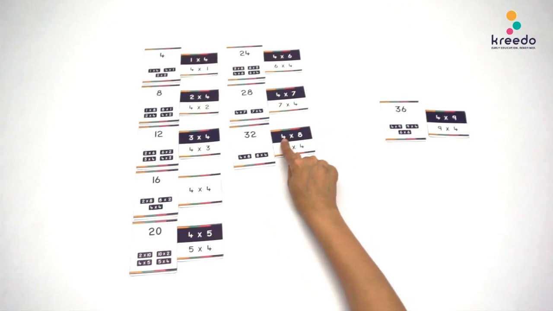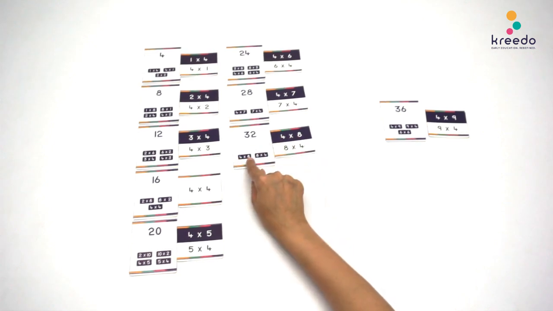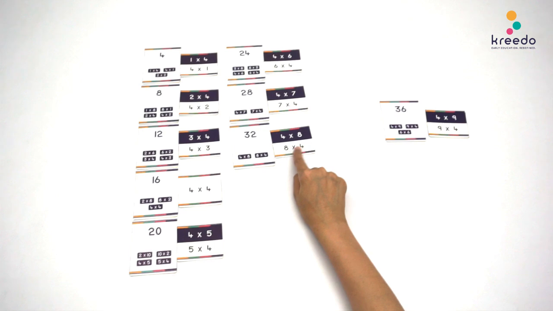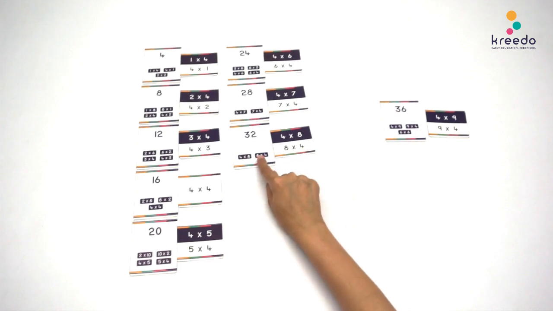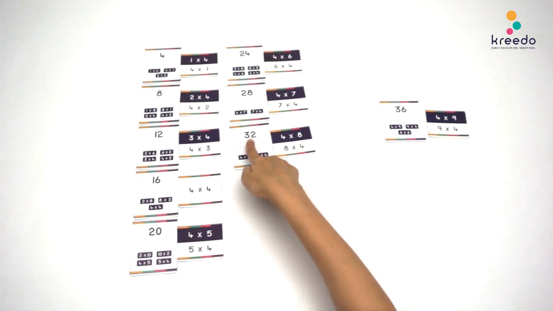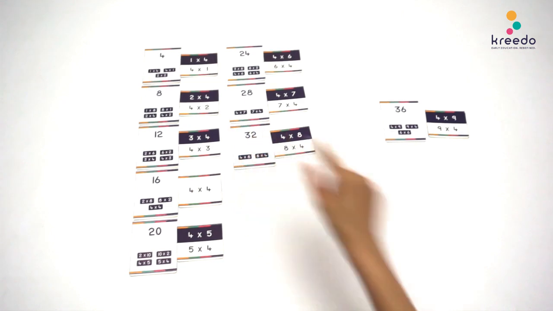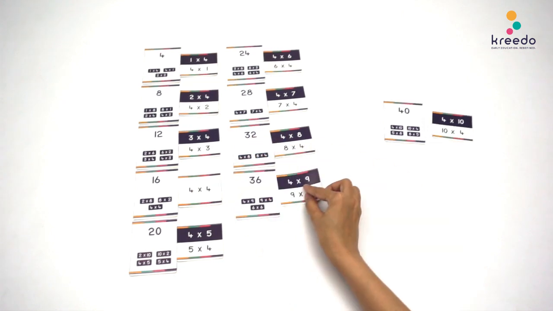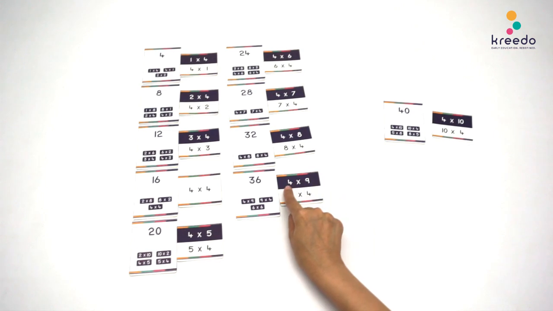Point to the table on the small card, followed by the same on the big card and say 4 into 8, 4 into 8, 8 into 4, 8 into 4 is 32. Pair the next big card and small card in front of the child.